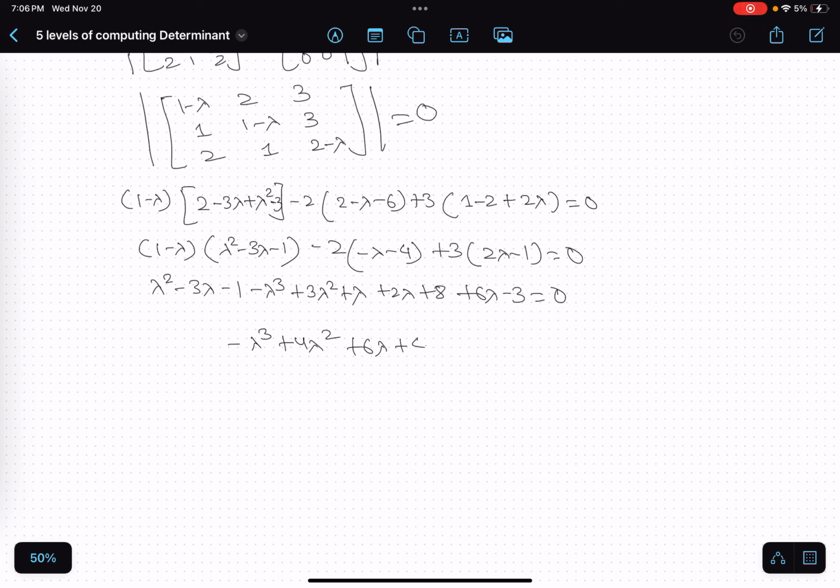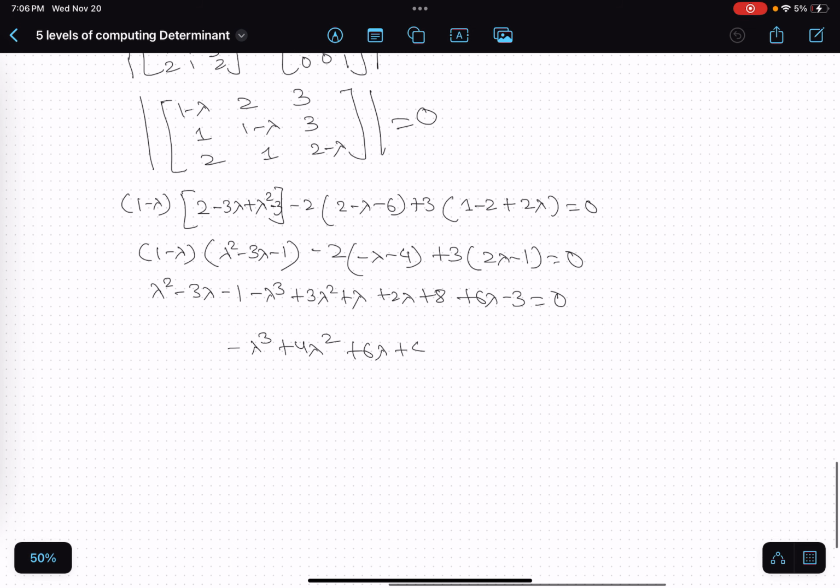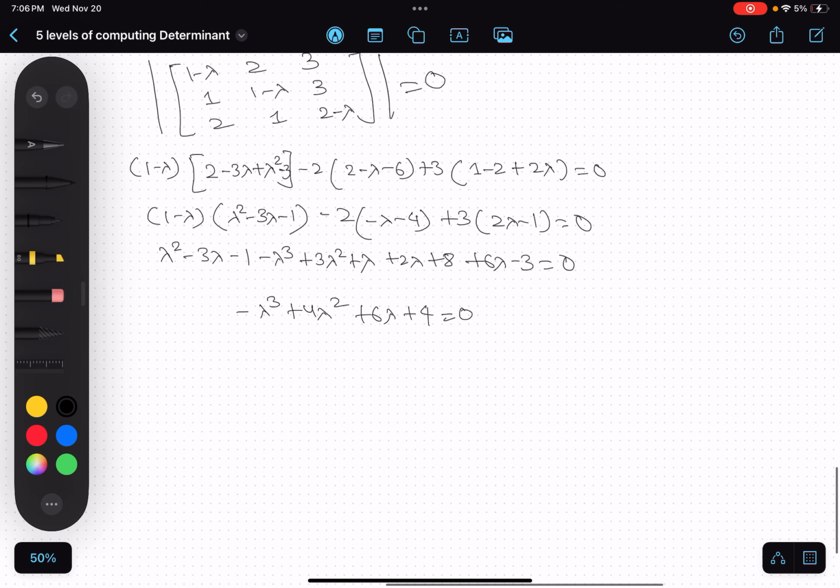Okay, so this is 8 minus 3, 5 minus 1, 4 plus 4 is equal to 0, right? Now I just need to solve this one. But guys, I don't even need to solve this equation. The reason is, I know that it's a cubic equation, so it will have three solutions. They can be the same, they can be complex as well, doesn't matter. Either way, this will have three solutions.